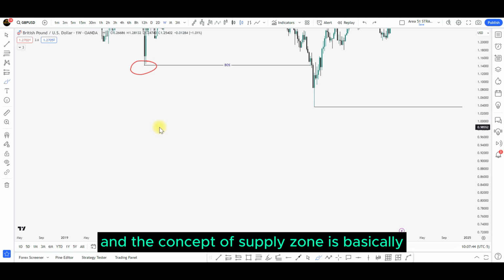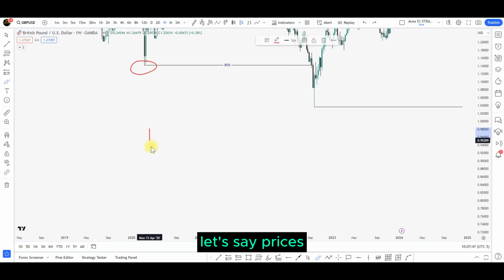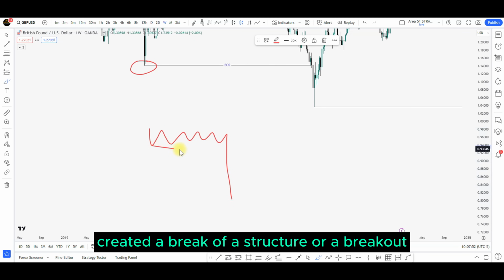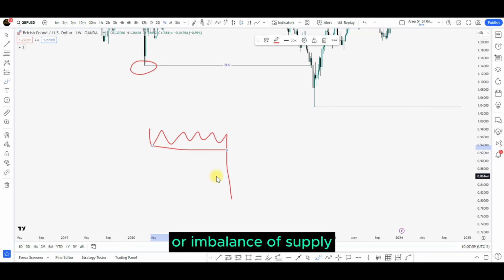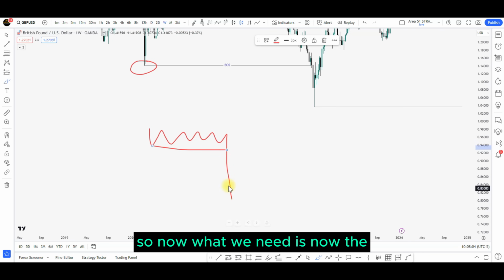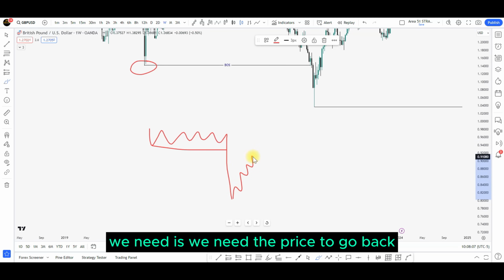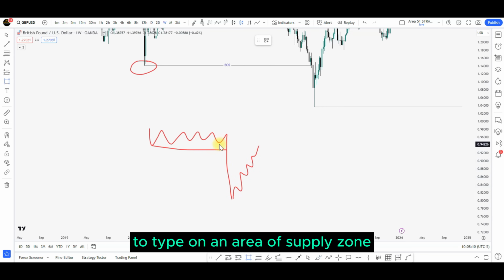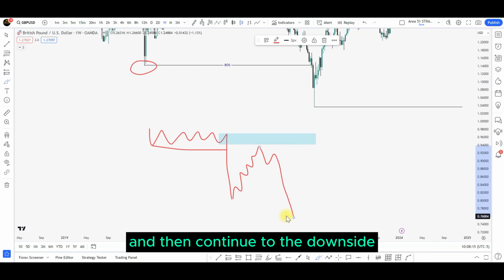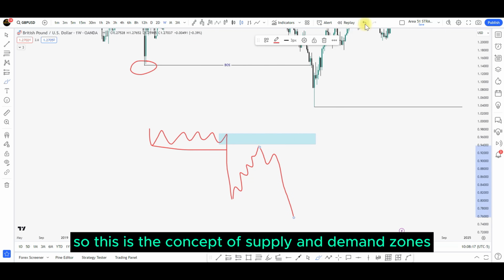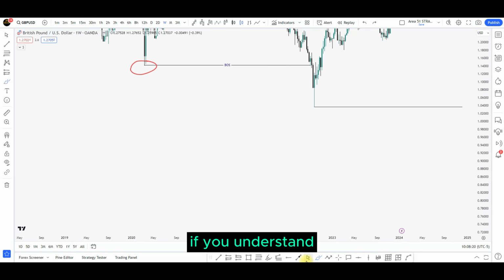And the concept of a supply zone is basically, let's say price is trading sideways, created a break of structure or a breakout. Now price has created an insufficient price action or imbalance of supply. So now we need the price to go back and tap an area of the supply zone, then create a change of character and continue to the downside. So this is the concept of supply and demand zones, if you understand.